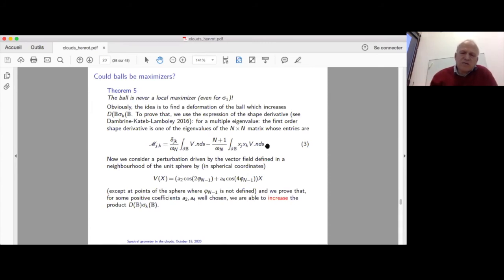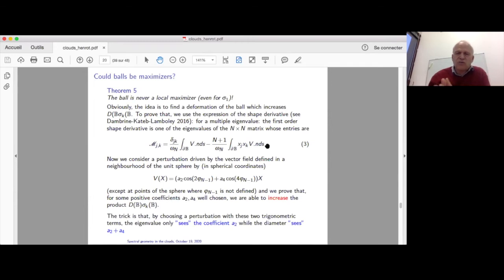And the idea which is underlying is that actually when we do that, finally the eigenvalue and the matrix which is above only see the coefficient A2. The derivative of the eigenvalue does not see the coefficient A4, while the diameter sees both coefficients, A2 and A4. So by choosing in a correct way A2 and A4, we are able to make the product go in the good direction here. It is the meaning of my remark at the end.